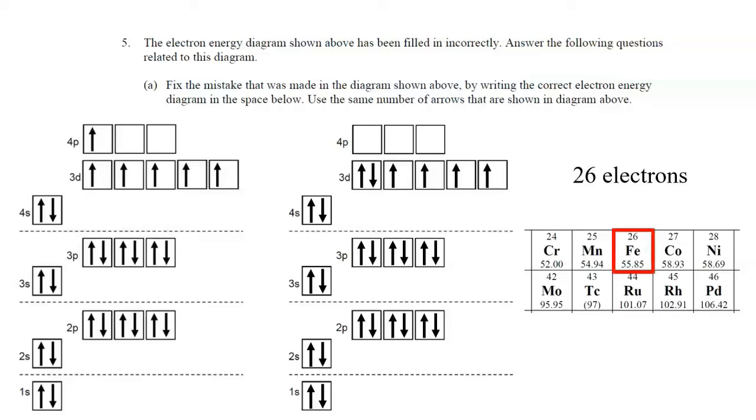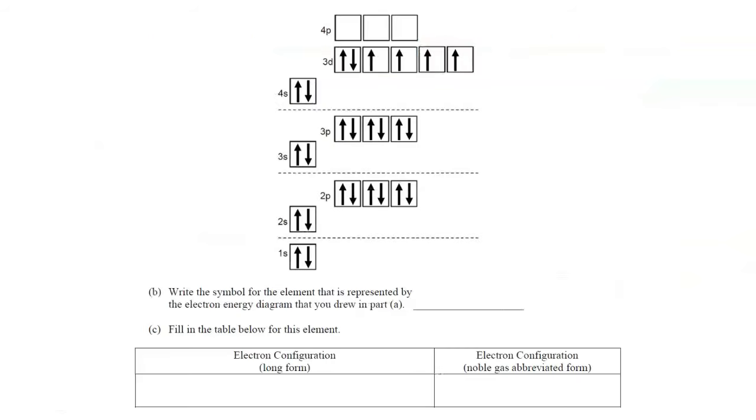So the identity of this element would be iron, and again, it has the elemental symbol capital F, lowercase e. So that is the correct answer to part B. In part C of question 5, we have to write the electron configuration for the element iron.